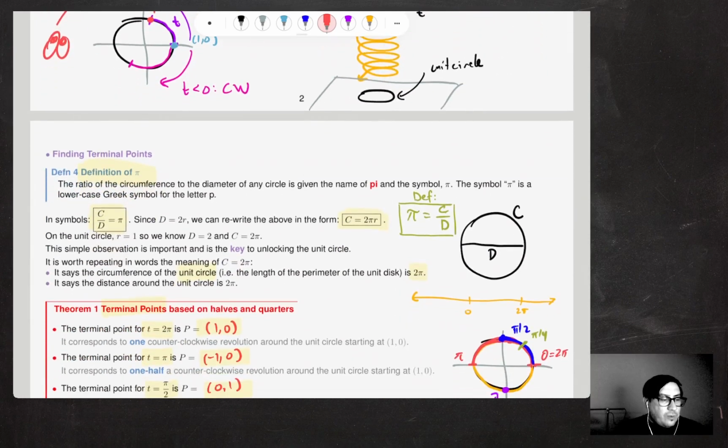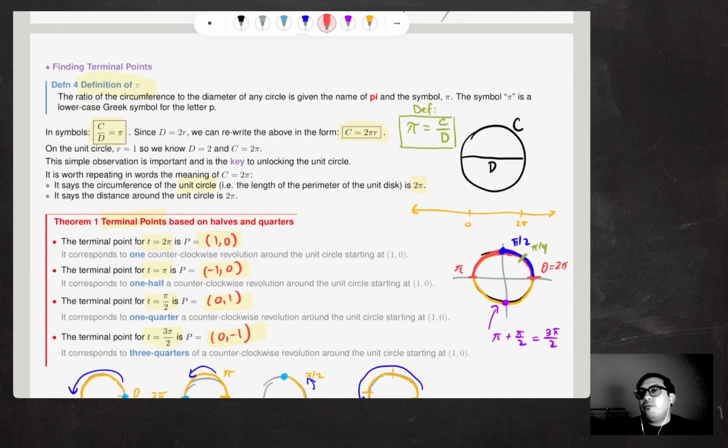Now, what we want to do is think about real numbers and radians and connect that to specific locations on the unit circle. To do that, we're going to start with this definition of pi. Pi is actually not really a number, it's more of a concept. It's the concept of the ratio of the circumference of a circle, because remember, circumference is the entire length of the outside of a circle, divided by its diameter. So pi is defined as the circumference divided by the diameter.